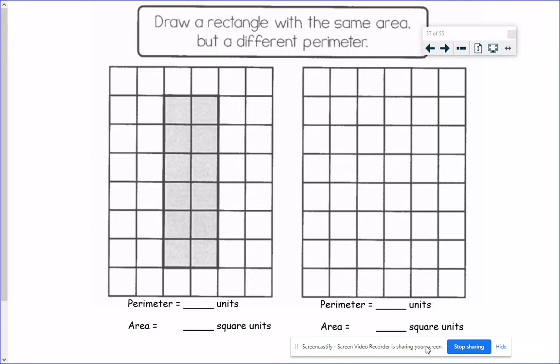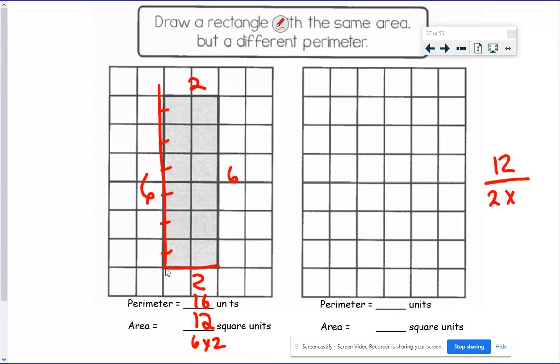If the area of this one is 6 times 2, that would be 12. The distance around the shape is 6 plus 2 plus 6 plus 2. That is 16. So again, if we're going to draw a rectangle with the same area, we have to think about what other numbers multiplied together we could use for how long it is and how wide it is. That is 12. 2 times 6 is 12.